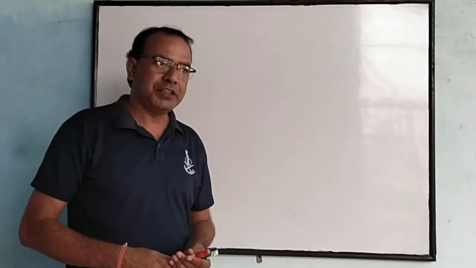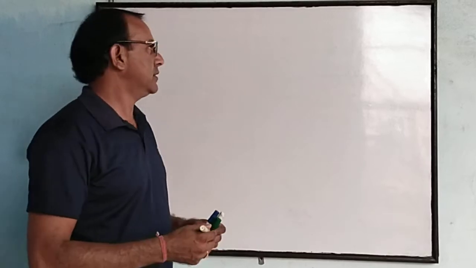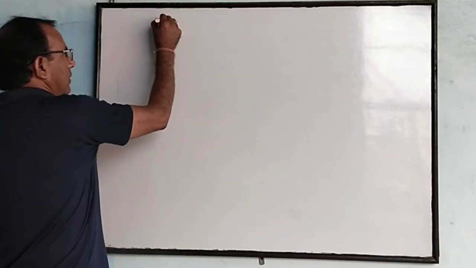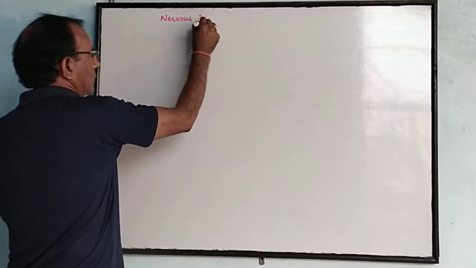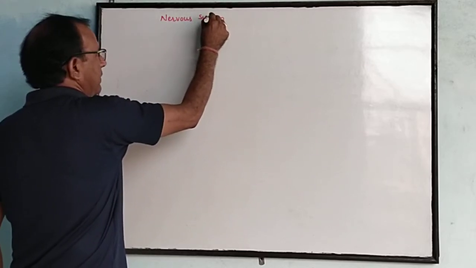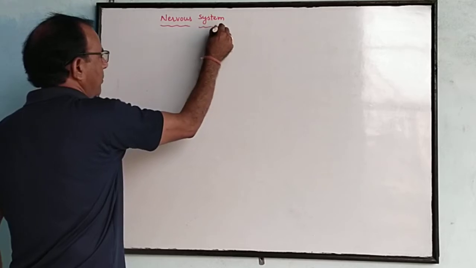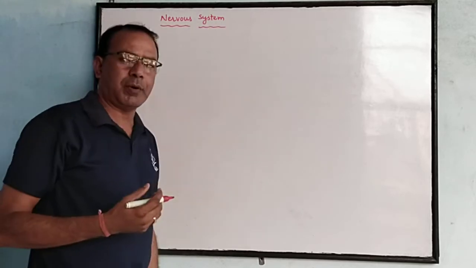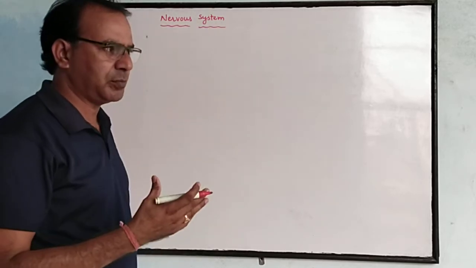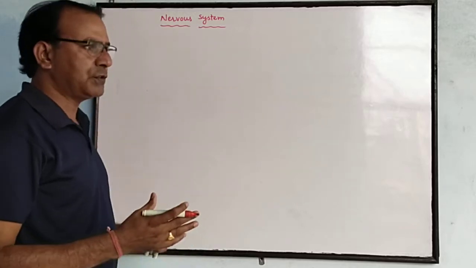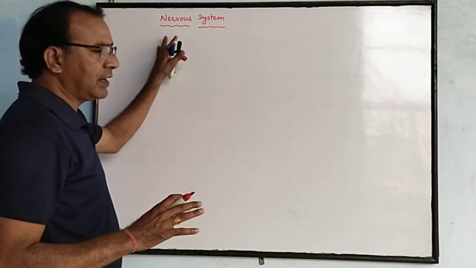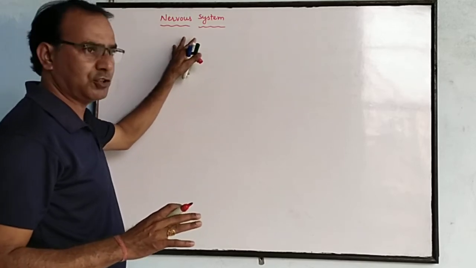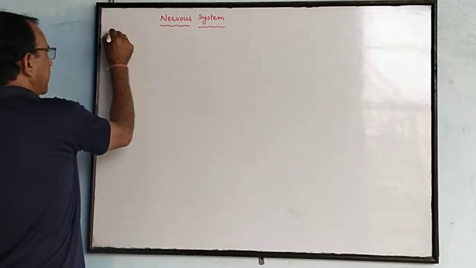Hello students, in this part we will discuss the nervous system. In the previous part we discussed some explanation about the neural system. The neural system is made up of nervous tissue, which forms the nerves and glia cells, and nervous system means nervous tissue.